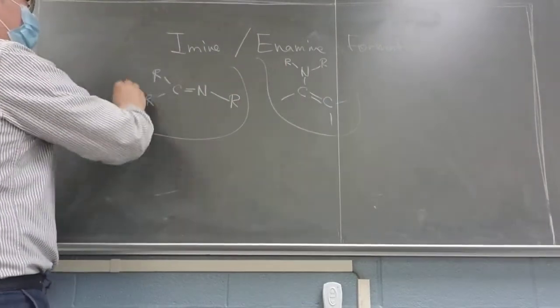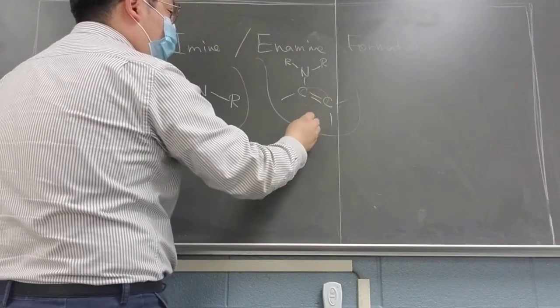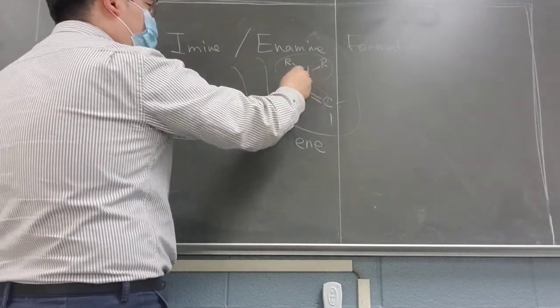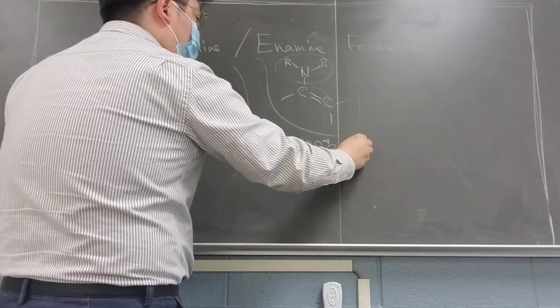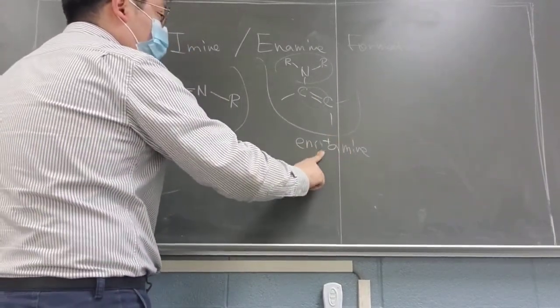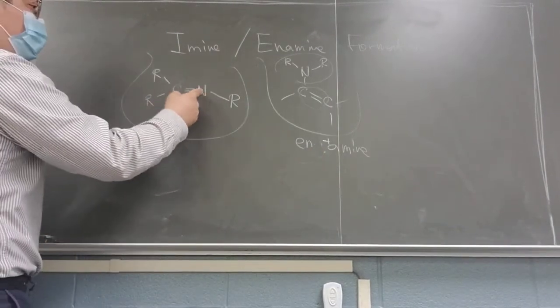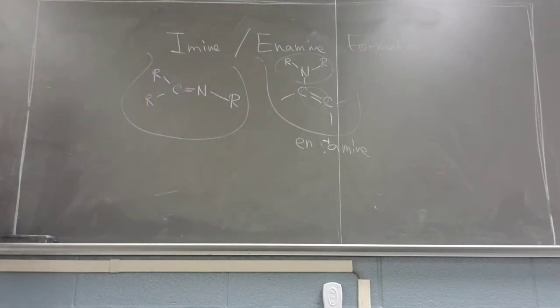This is imine. We call this enamine because this is the ENE, double bond, and you have the amine group here. ENE plus amine, so we call this enamine. Okay. So imine just has a double bond to nitrogen with one R instead of oxygen, and we call that imine.